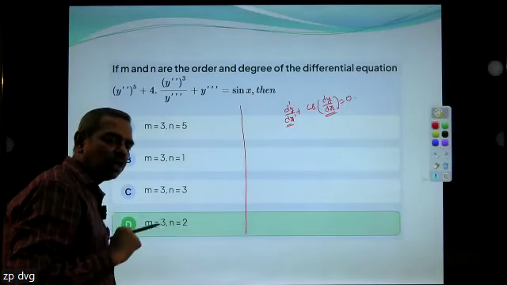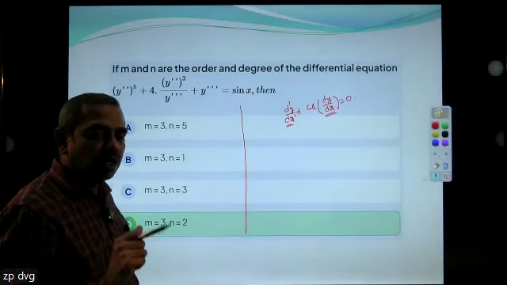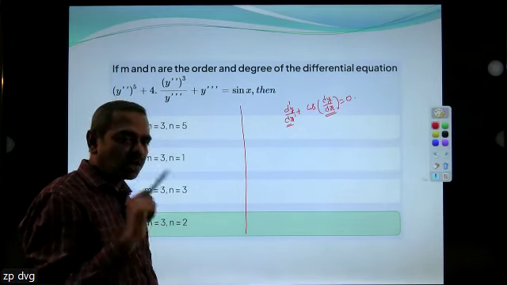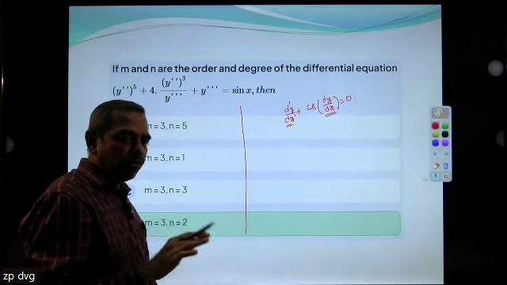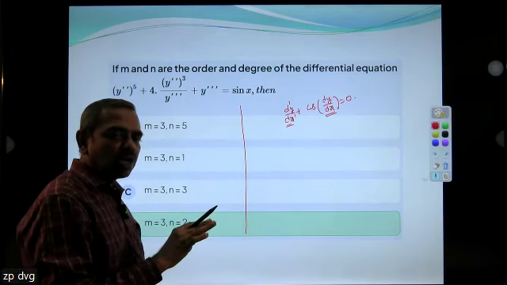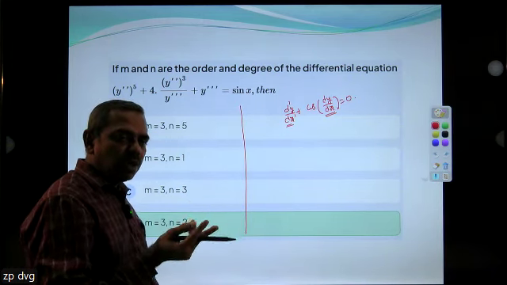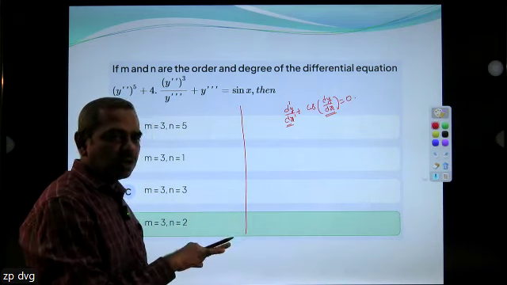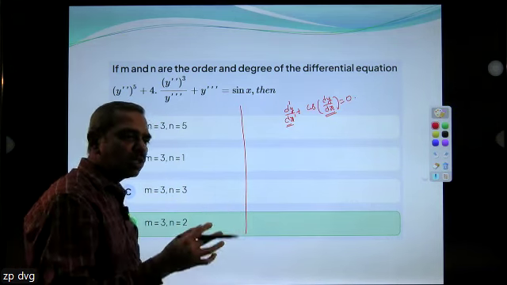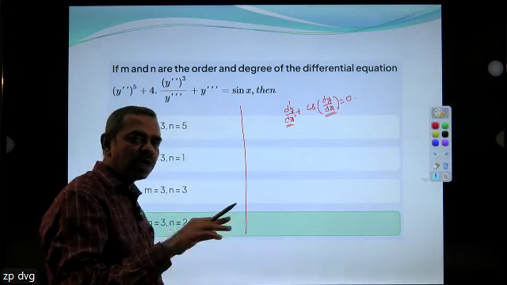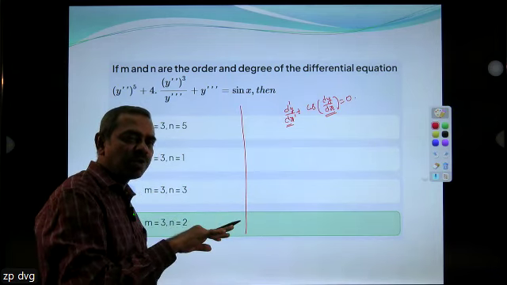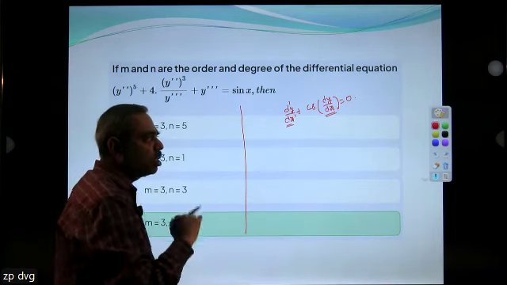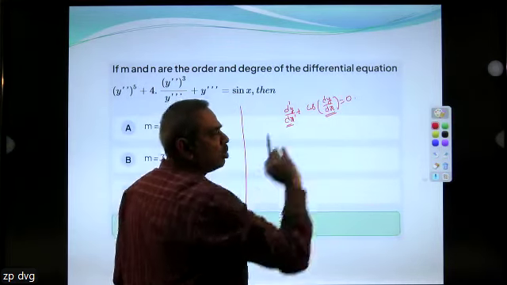What is the definition of the degree of a differential equation? I said it is the highest power of the highest order derivative where the original equation can be expressed in terms of a polynomial equation in derivatives. So polynomial equation in derivatives means that the equation should be in the form of dy by dx and dy by dx whole square, d square y by dx cube, d cube y by dx power 4 and so on. Okay. So the equation should be in that form.